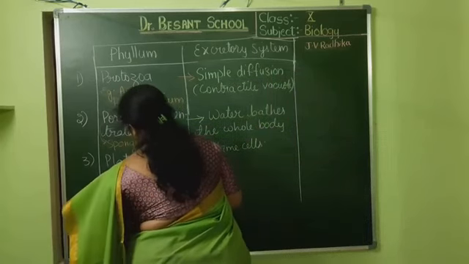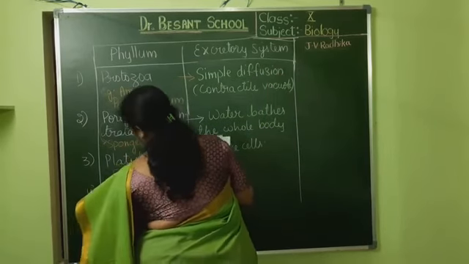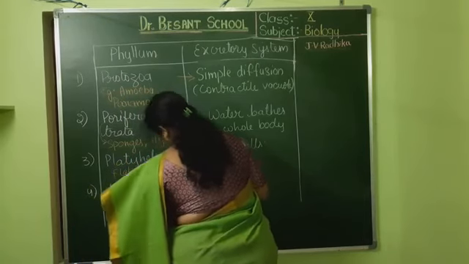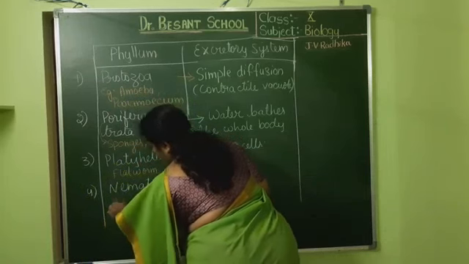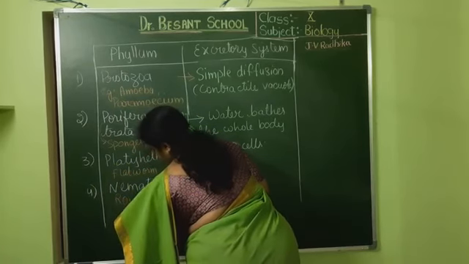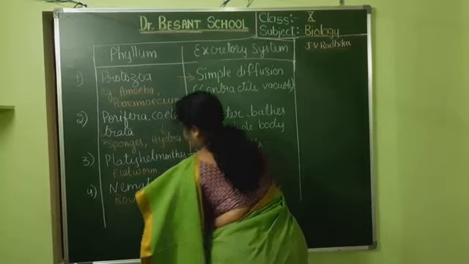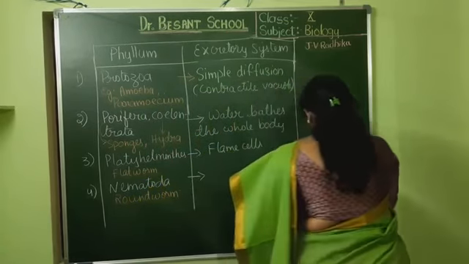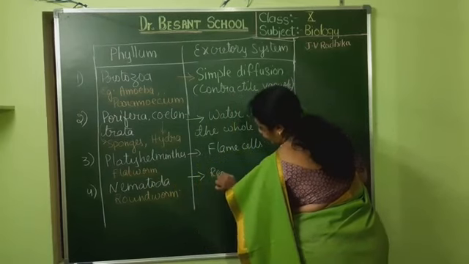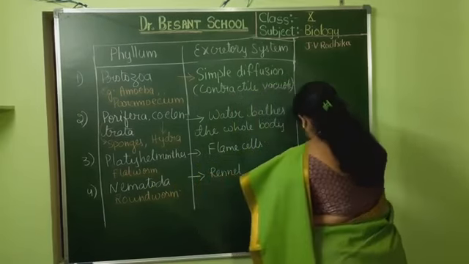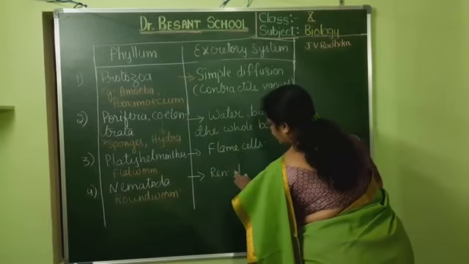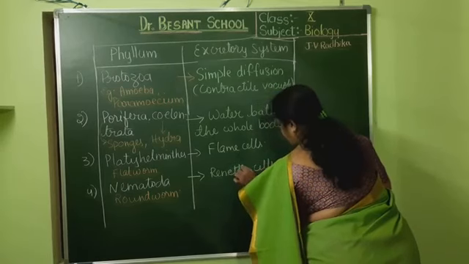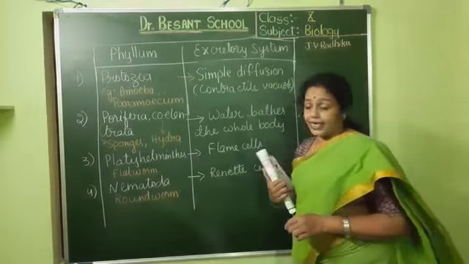Okay, next one is Nematoda or Nematohelminthes. I write Nematoda. What is the example for Nematoda? Easy to remember, roundworm. In this roundworm, we have special organs. They are called renette cells.